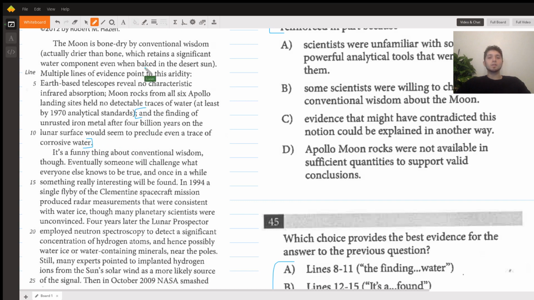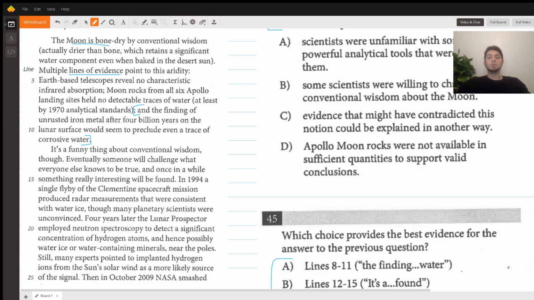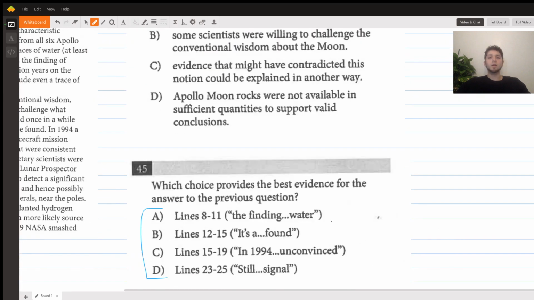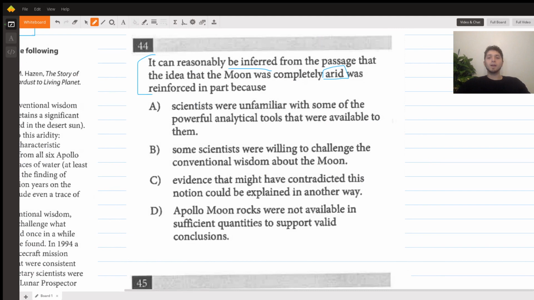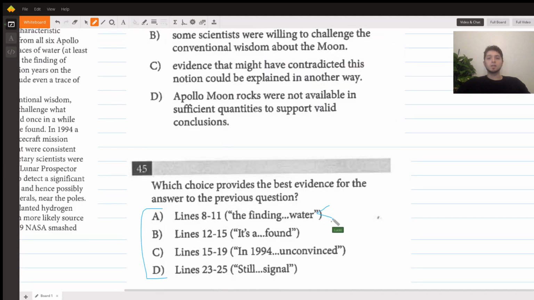So this comes in the first paragraph here, which starts by talking about all the reasons why the moon is bone dry, and there are lines of evidence that point to it. This is one of the lines of evidence: iron metal was sitting on the surface for 4 billion years and we didn't see even a trace of corrosive water or rust. So this would confirm that the moon was completely arid and reinforce that. So I would say let's keep it. It's also earlier in the text. So far, everything is good.